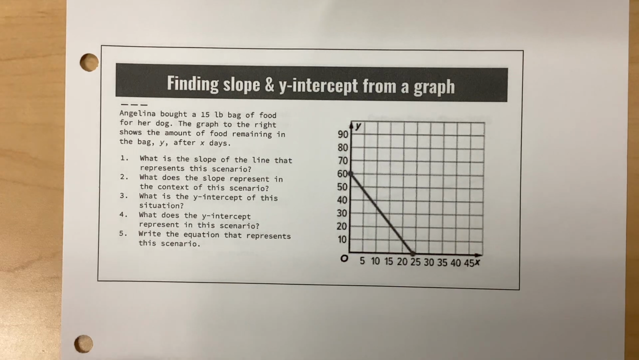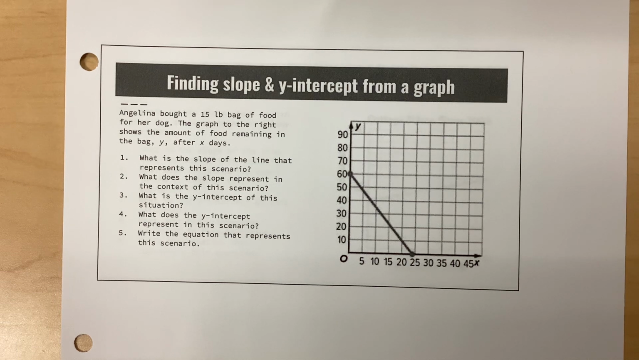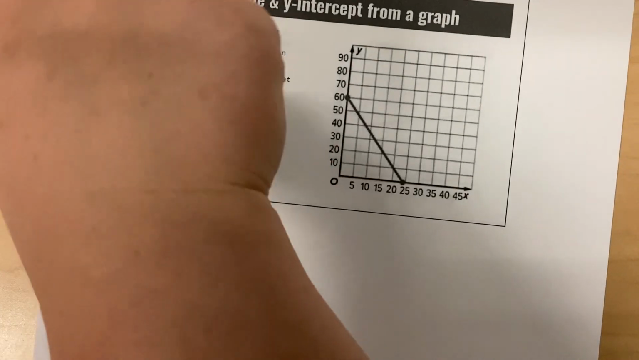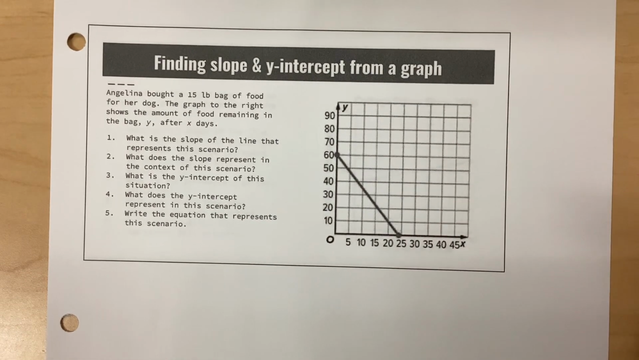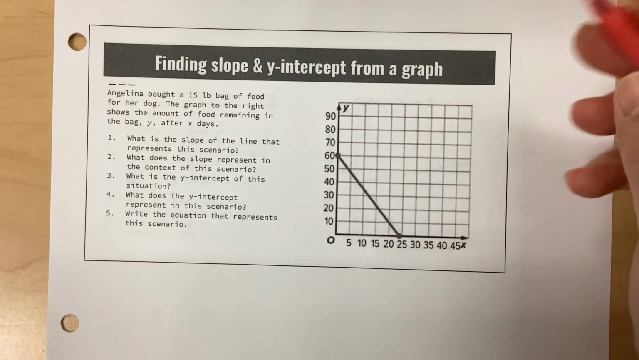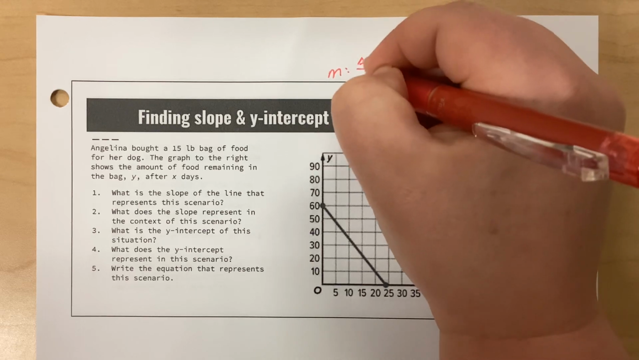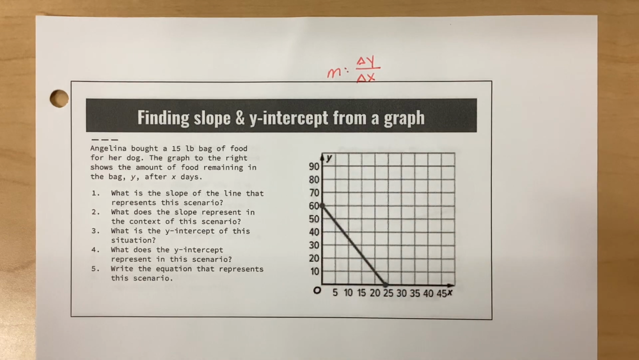Okay, Angelina bought a 15-pound bag of food for her dog. The graph to the right shows the amount of food remaining in the bag, which is y, after x days. So we're going to do the same thing. We've got to find the slope and we've got to find the y-intercept so that we can write the equation. So there's a couple ways we can do this. You could make a table of values using some of the points on the graph. We could count, because remember, slope is still change in y over change in x. So all we would do is figure out how much we either rise or fall from the beginning point and how far over we go to get to the other point.